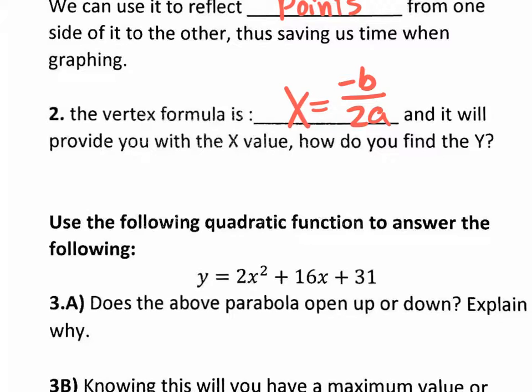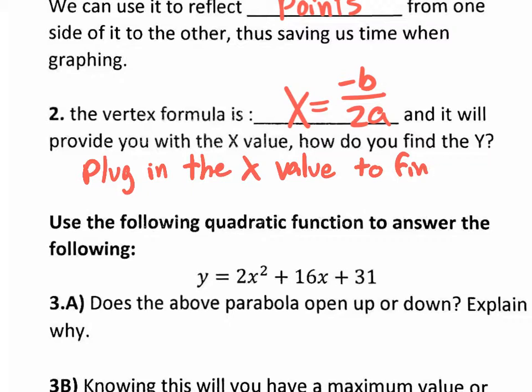What else does it say? The vertex formula is x equals negative b over 2a, and it will provide you with the x value. Obviously, it provides you with the x value because it says x equals. Here's the question: how do you find the y value once you already have the x value? Plug in the x value. That's right, to find the y. So that's the answer you should write down for number 2. After you write down your formula, that formula provides you with the x value, and then you use that x value by plugging it into the equation to find your y value.